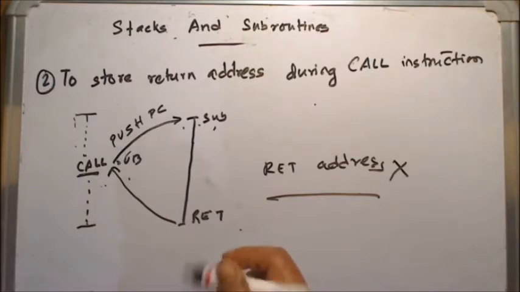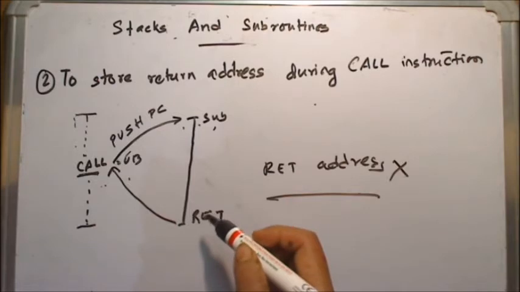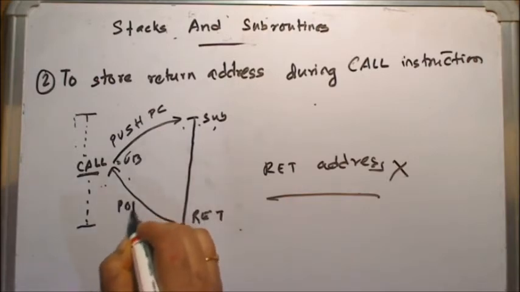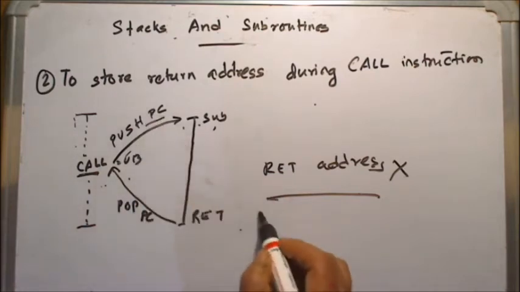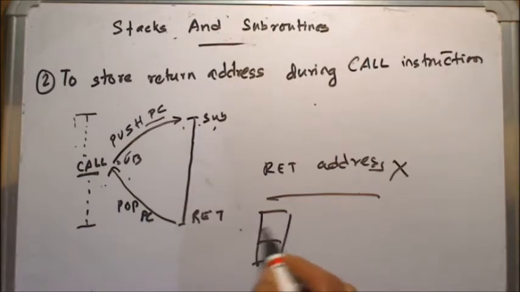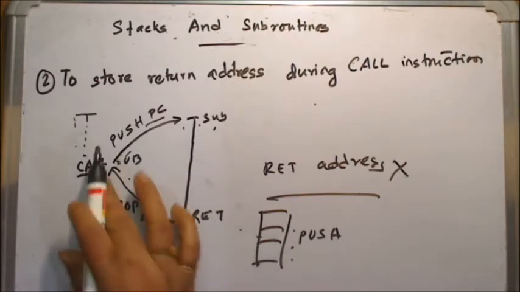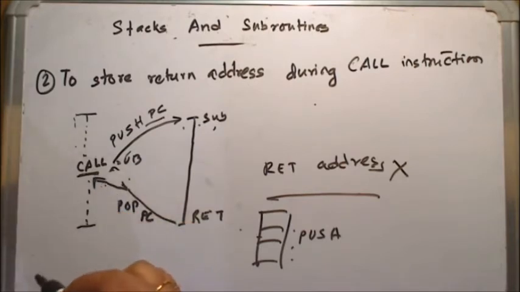It will execute the subroutine, and on return, the return address which was stored in the stack will simply be popped back. It will pop PC. Whatever address was stored in the stack using push, during return this address will be popped back from the stack and it will go to the next instruction to be executed.